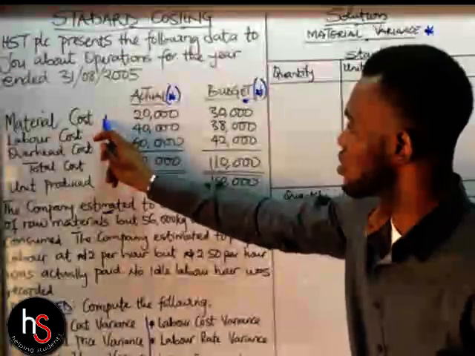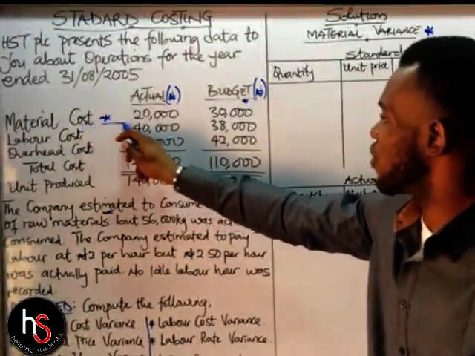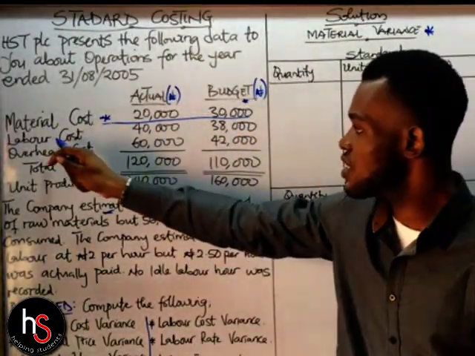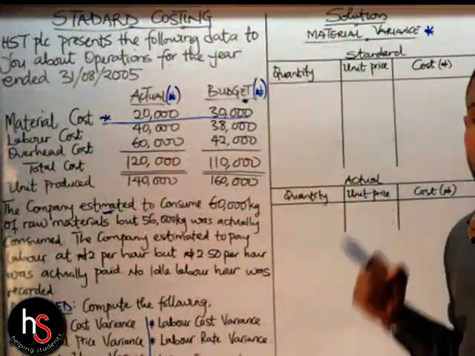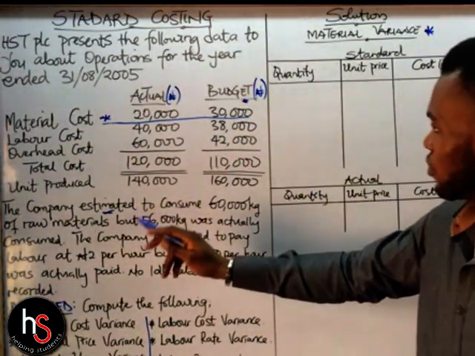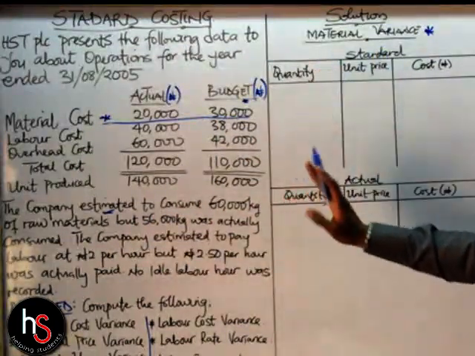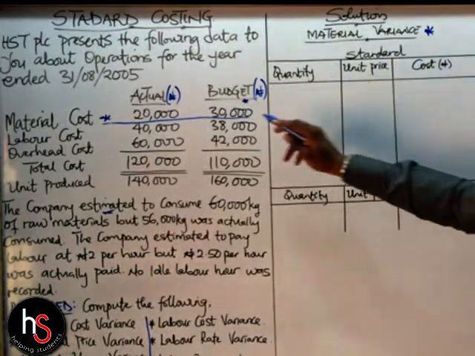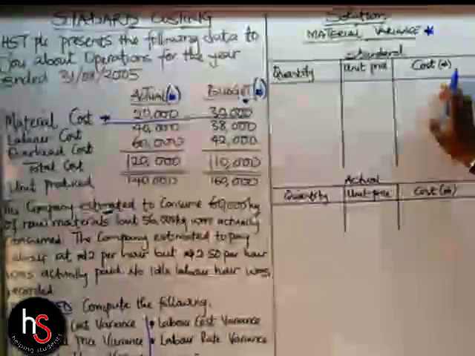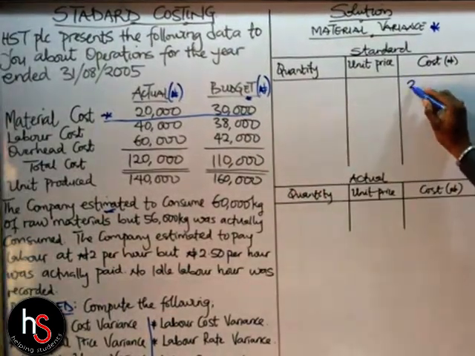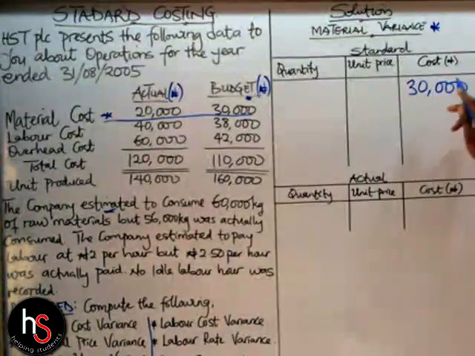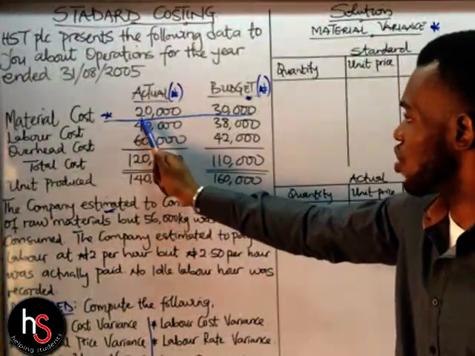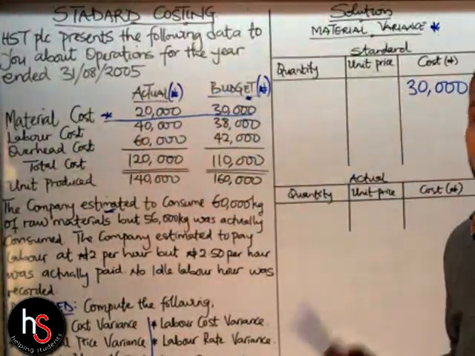So, material costs. Every detail we need, we'll get from this section that has to do with the material cost. Because this is for material costs, this is for labor costs, and this is for the overhead cost. So, what is the standard quantity here? What is the standard price, the unit cost, and the cost? Standard, we have 30,000 naira here as our standard cost. Okay, so we write 30,000 here. This value represents the standard cost. You can see under the material cost, we have actual cost 20,000 and the budgeted cost 30,000.